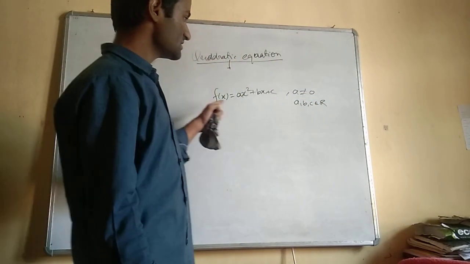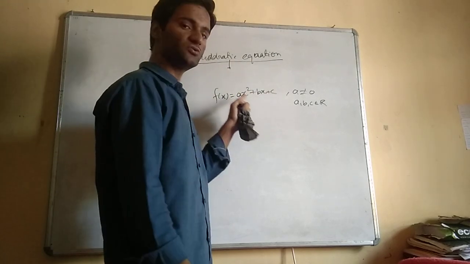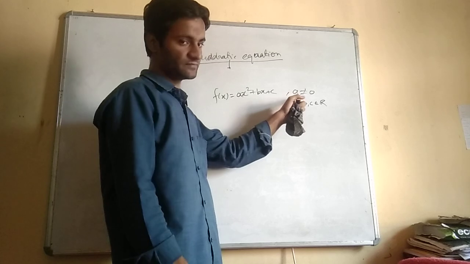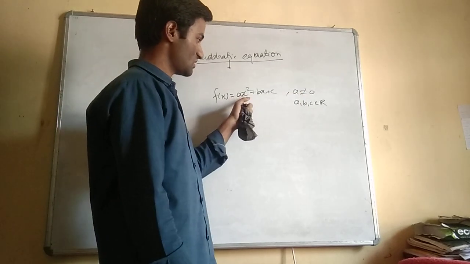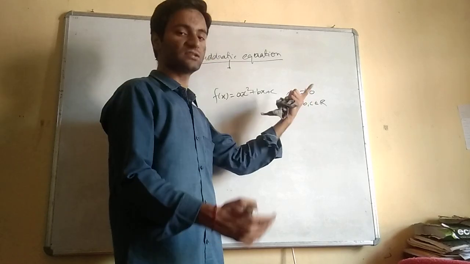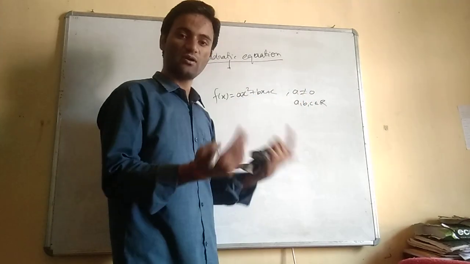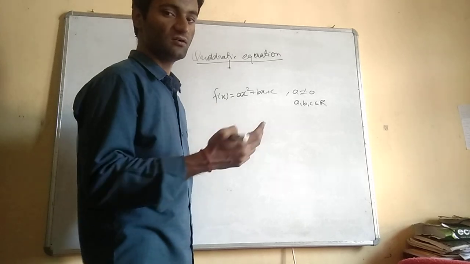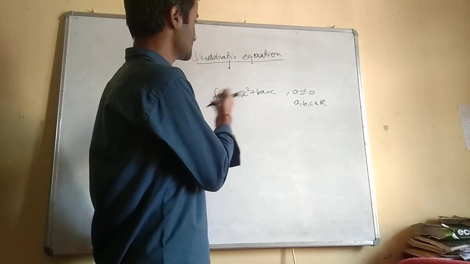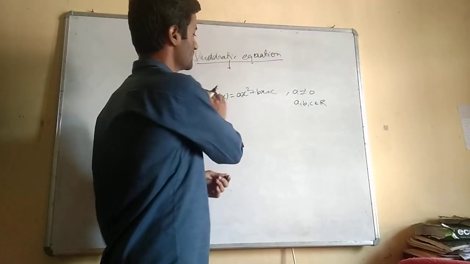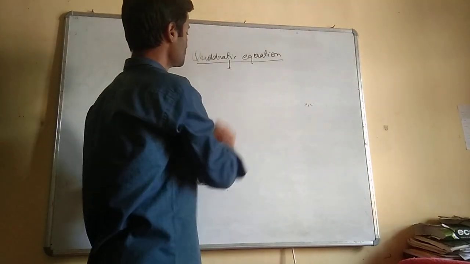So any polynomial which is having the highest order 2, that is the quadratic equation, and here a cannot be 0. Why? Otherwise if a is 0 then this is not quadratic, and a, b, c will be any real number. b and c may or may not be 0, or may be any other integer or any number. So this is the definition of quadratic equation, but this is not our main target. Our main target is the nature of the roots.